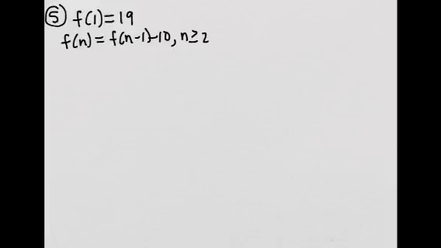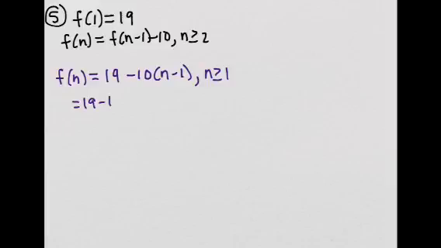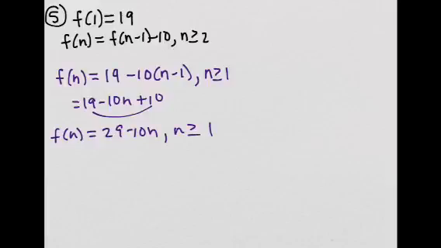Number 5, this one does start with n equals 1. So it's going to be f of n equals the first number on the list. The difference is -10 times n minus 1 for n greater than or equal to 1. And then we just simplify, so it's 19 minus 10n plus 10. Combine the 19 and the 10, so f of n is 29 minus 10n, and n greater than or equal to 1.